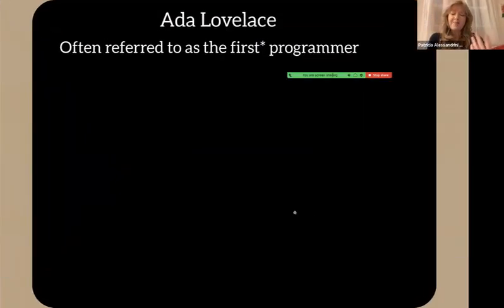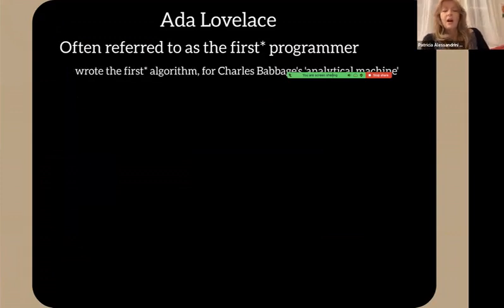So maybe some of you know, if I was in the room, I would ask you, who knows who Ada Lovelace is? You may have heard her referred to as the first programmer. I always put firsts in quotes in a way because I'm a little hesitant about firstism as an idea. But she basically wrote the first algorithm for this theoretical analytical machine of Charles Babbage.